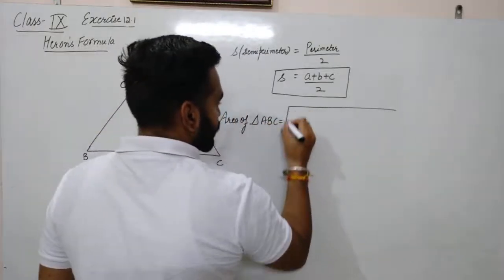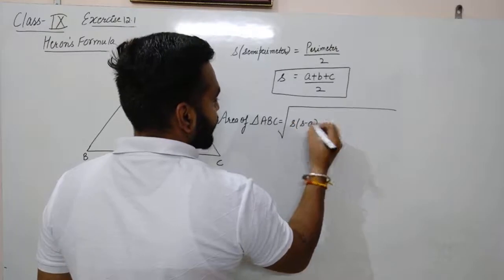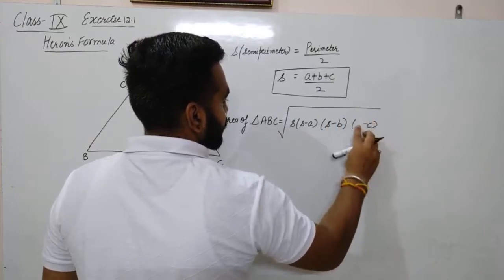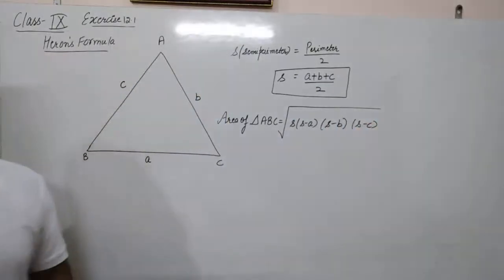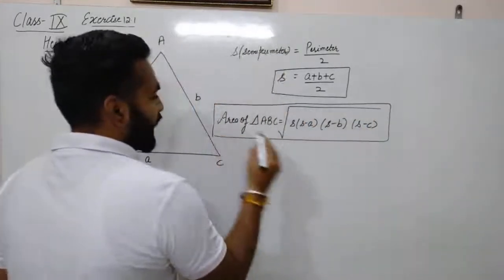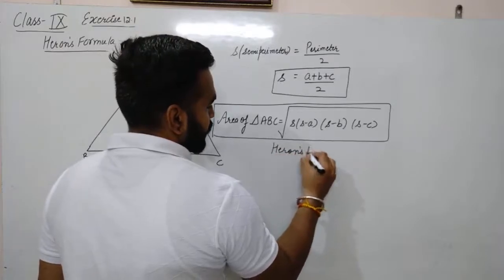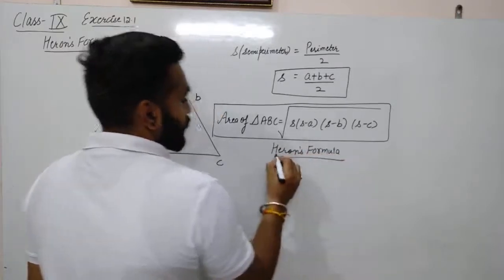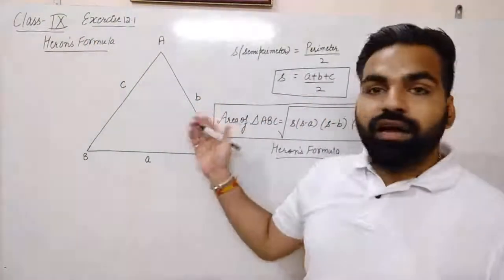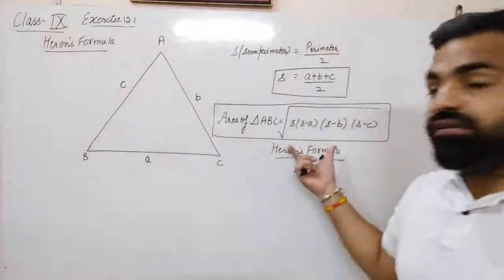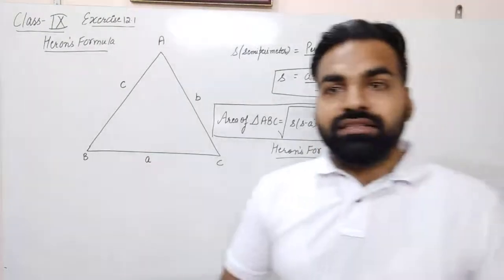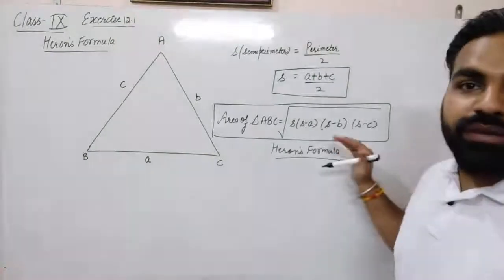Now the area of triangle is given by under root s into s minus a, s minus b, s minus c. So this is the formula. This is the Heron's formula to calculate the area of triangle. So this formula is applicable for any triangle, scalene triangle, right triangle, isosceles, equilateral. So this is the general formula to calculate area of triangle. No matter which type of triangle is given, this is applicable in all the triangles.